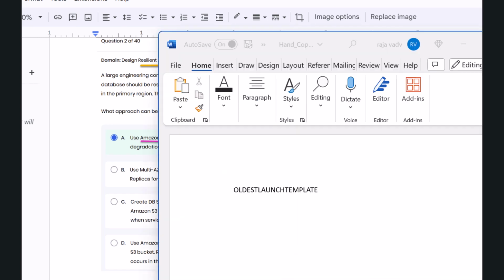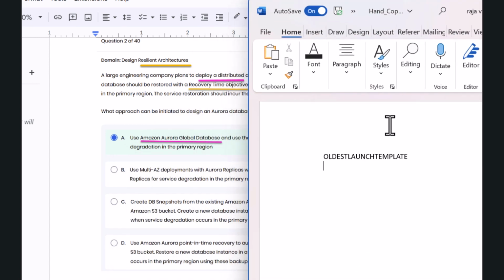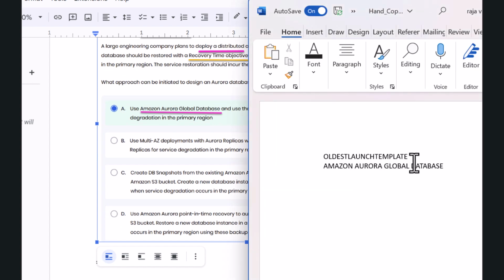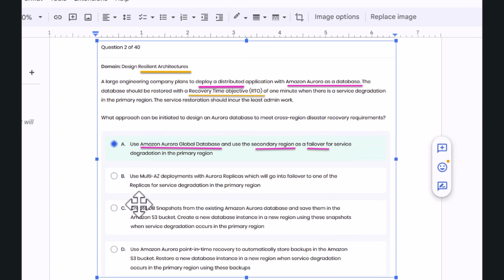Okay, to again recollect, what we are doing is Amazon Aurora global database and secondary region as failover service. That's it. First one was oldest launch template. The second one is Aurora global database.